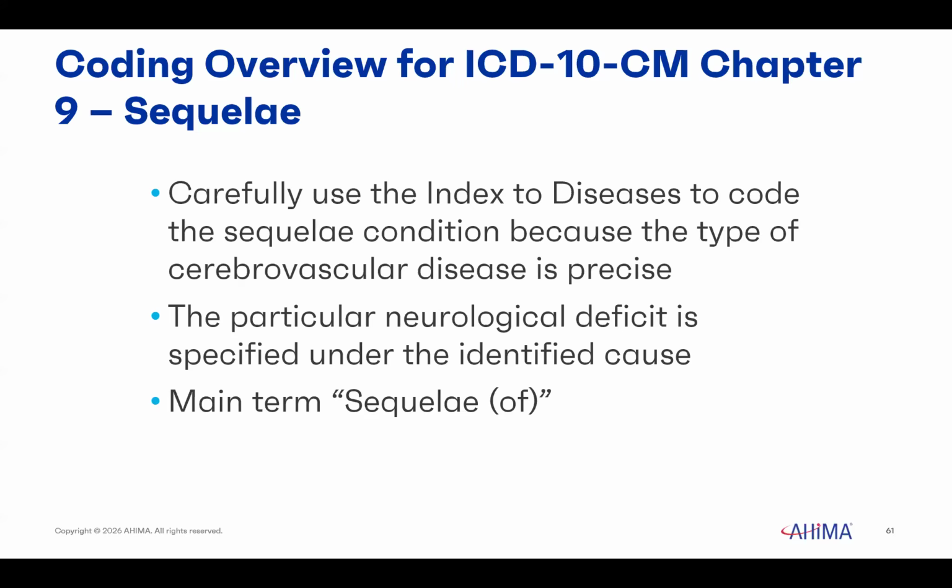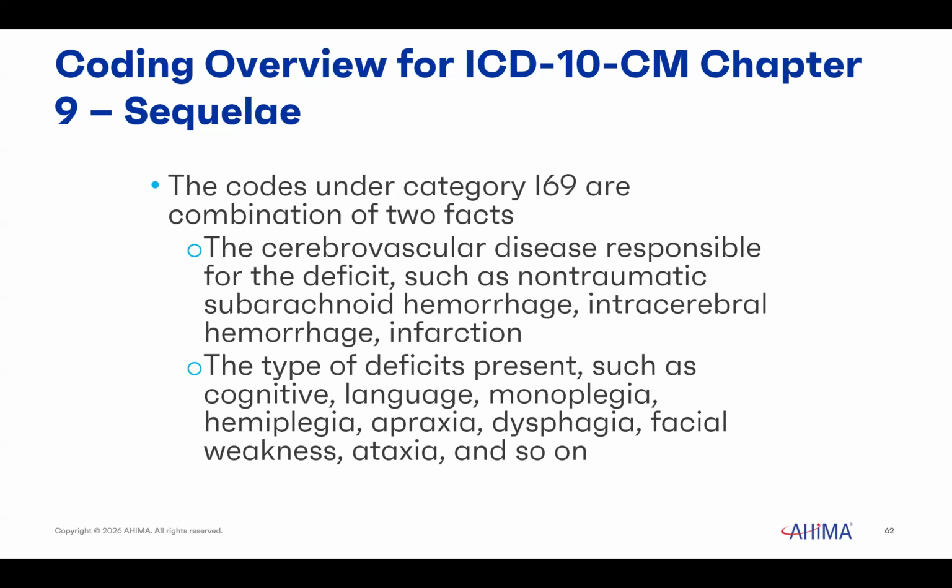This is where things go wrong. You need to carefully, very carefully, review the index to diseases to get the right sequela code because the type of cerebral vascular disease is precise. And again, with the neurological deficit, it's specified under the identified cause. And of course, with any late effect with ICD-10-CM coding, we want to use the main term of sequela that you can see in your alphabetic index.